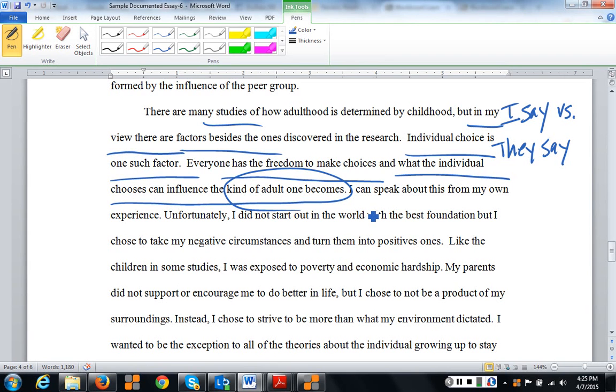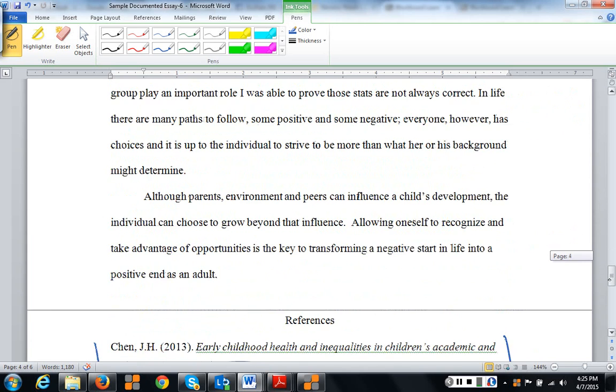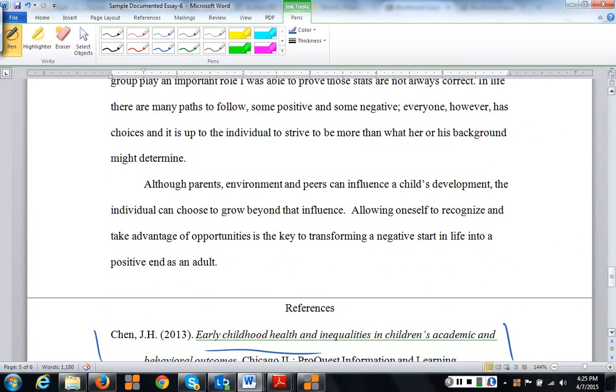Not just the things that Chen talks about. He talks about influences on babies in pregnancy and so on and so forth, okay? Now we're moving beyond that to what I have to say. Now, the main point. This is one of those essays where the main point is at the end.